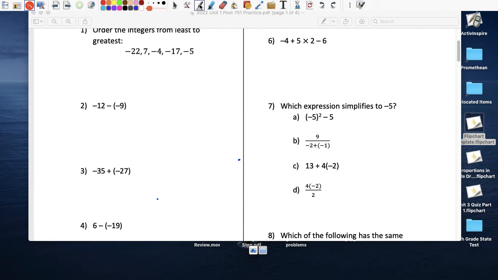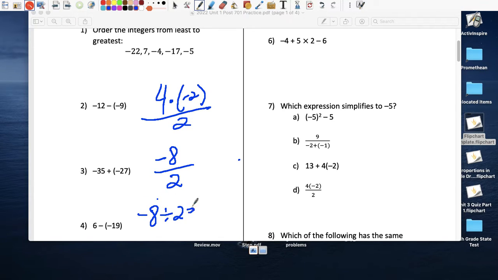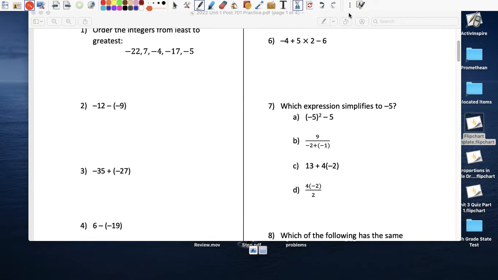And then finally we have 4 times negative 2 divided by 2. On the top, 4 is a positive times a negative. We get a negative. 4 times 2 is 8. And at the bottom we get 2. Remember, this is the same thing as this. Negative divided by a positive is a negative, and 8 divided by 2 is just 4. So the answer is negative 2.